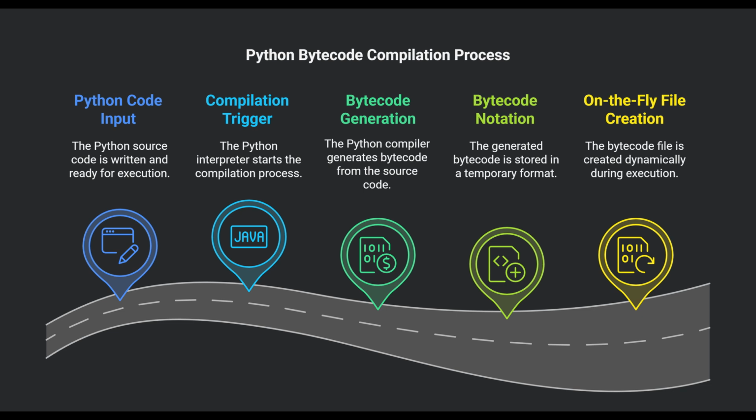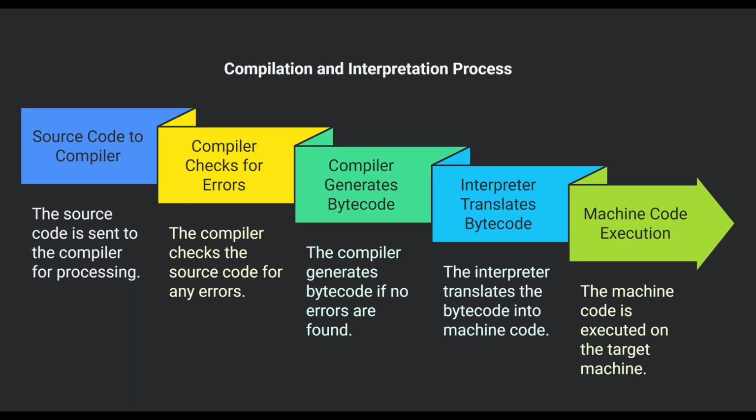Whatever bytecode we have is in a temporary format, created as a file, and once the program is done, it is automatically deleted. That is the way Python generates bytecode behind the scenes, and it follows the hybrid approach, both compilation and interpretation. The source code is sent to the compiler for processing, which checks compiler errors only one time. The compiler generates the bytecode, and the interpreter translates the bytecode into machine code. So this is the way Python code is executed, right?